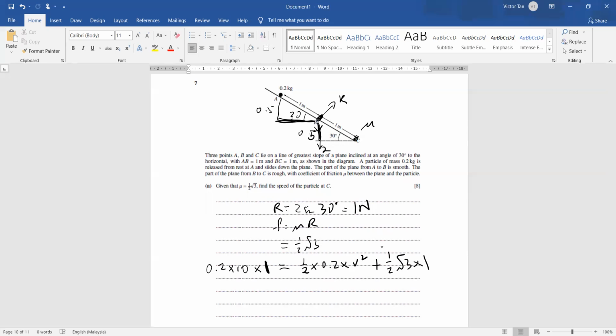So this is 1 minus 3 over 2. Divide by 0.1. And square root the answer. V equals 1.16 meters per second.